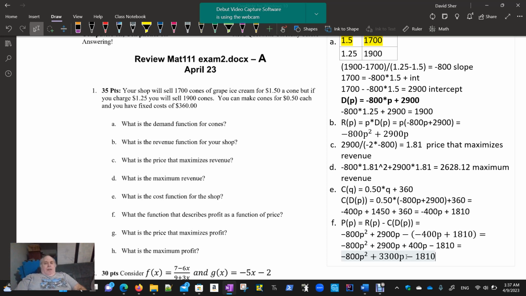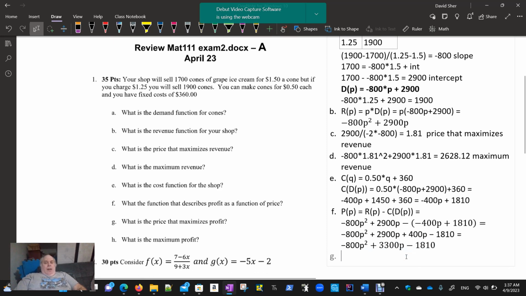Okay, that leads me to G. What is the price to maximize profit? It's going to be the b over negative 2a for this equation now. So we're going to take b, 3300, and divide by negative 2 times negative 800. And that's going to be equal to, I'll round that to the nearest cent, $2.06.